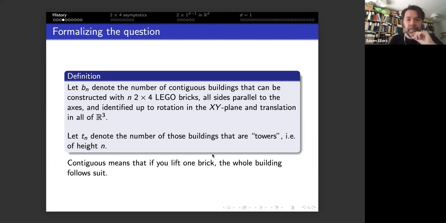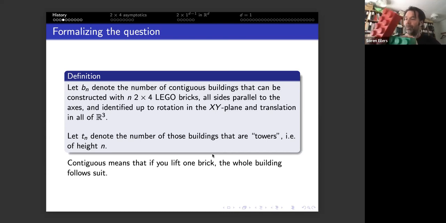So let me be a little bit formal. You have to be careful when you make these definitions. So BN is the number of buildings that you can make with n 2x4 Lego bricks. And there are some rules, right? It has to be what I'm calling contiguous. This just means that the whole building is put together. This means that if you lift one brick, everything comes up with it using this clutch power that we just discussed. Also, the bricks have to have sides parallel to each other.